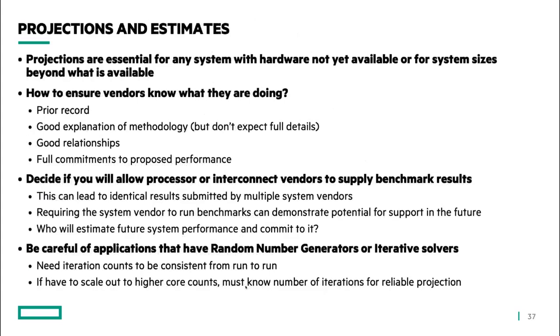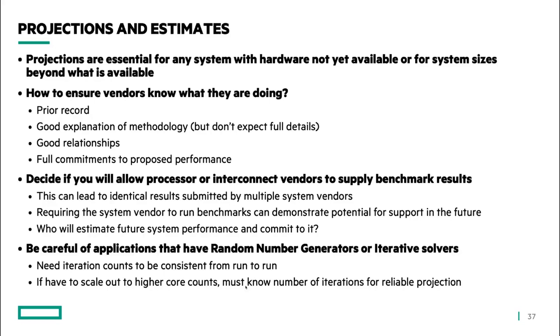Projections and estimates are essential if you're looking at any system that's going to include hardware that's not yet available, or if you're looking at system sizes that are beyond what is available to the vendors and their benchmark labs today. Of course, you have to figure out, do the vendors know what they're doing in terms of deciding how to evaluate their projections? You have to look at their prior record. You should ask for an explanation of the methodology, but don't expect the full details. Many of us consider those trade secrets that we don't share. You can think about the relationship you've had with the vendor, and perhaps the most important thing, think about and ask for a full commitment by the vendor to the proposed performance. You can give them a little wiggle room, plus or minus 5%, for example, but expect them to live up to what they are projecting. That will help you get very clear and useful results.